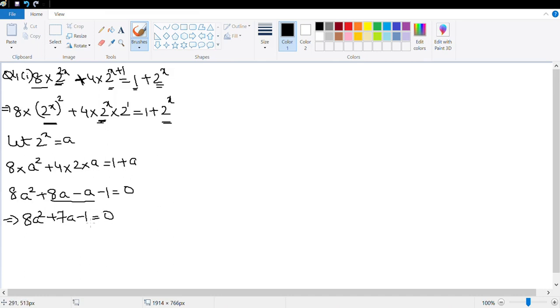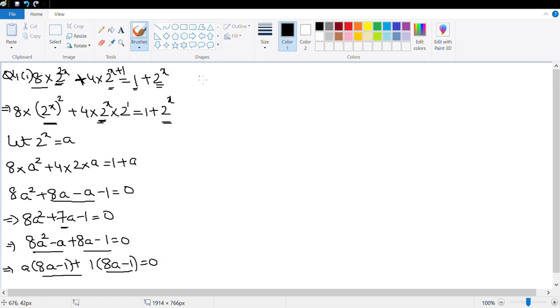So I need to find factors of negative 1 into 8. That's negative 8, the sum of which should be plus 7. Yes, it will be 8 and negative 1. So 8a square minus a plus 8a minus 1 is equal to 0. Let's group it like this: a times 8a minus 1 plus 1 times 8a minus 1 is equal to 0.